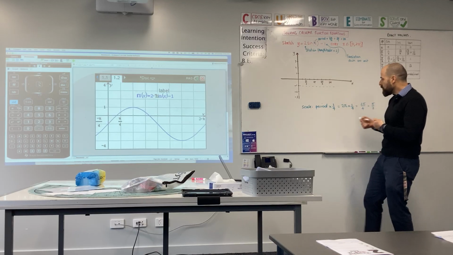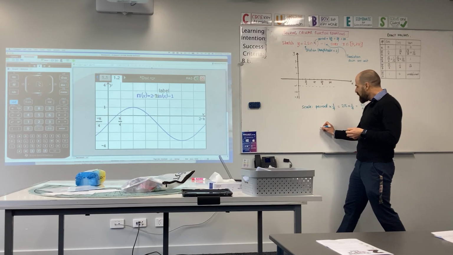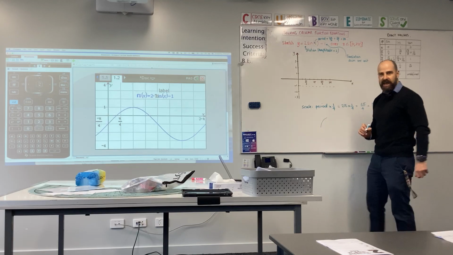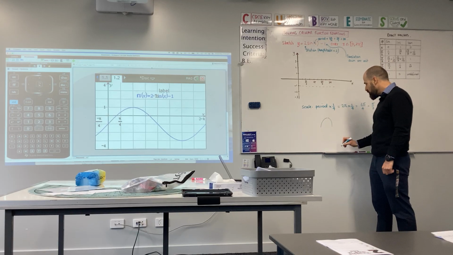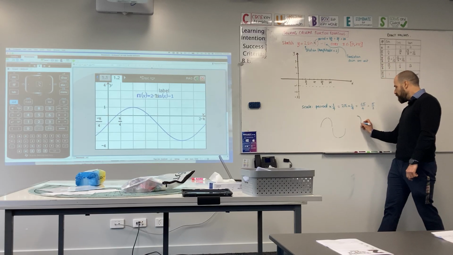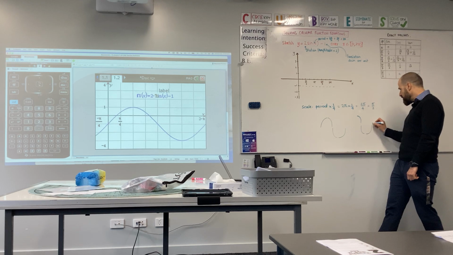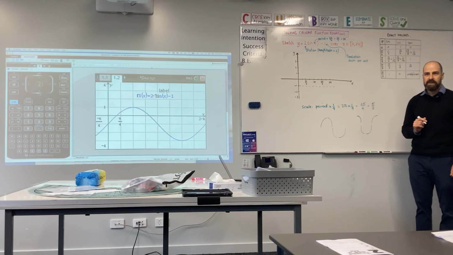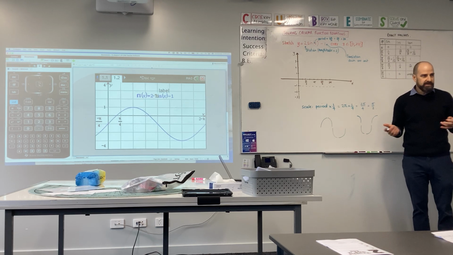Why do I do every quarter of the graph? Well, if we think about what a sine graph looks like, it looks like that quarter, that quarter, that quarter, that quarter. A cos graph, 1, 2, 3, 4 quarters. That's basically the building blocks of my graph.